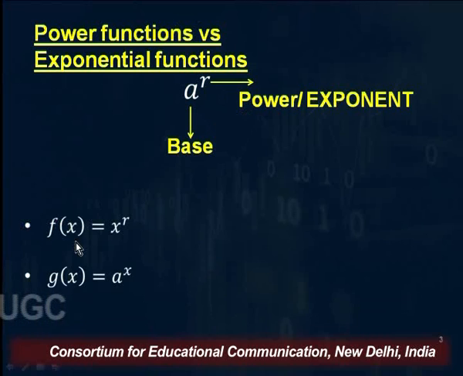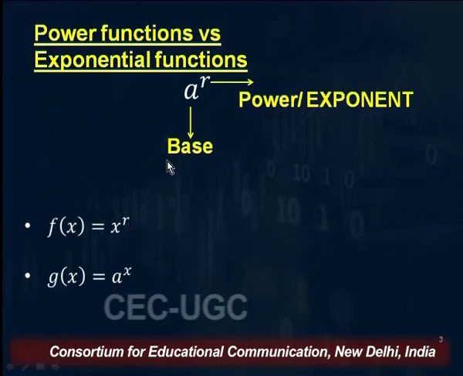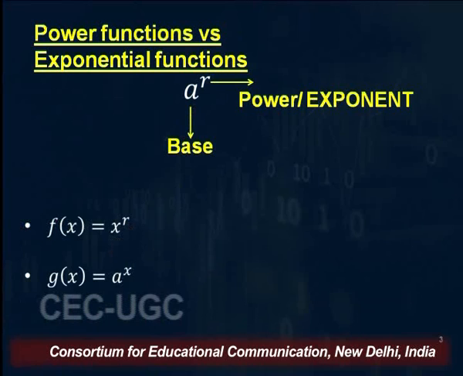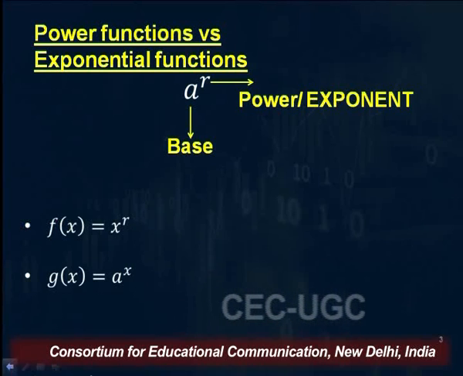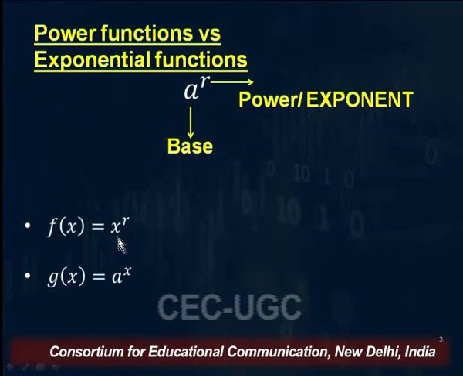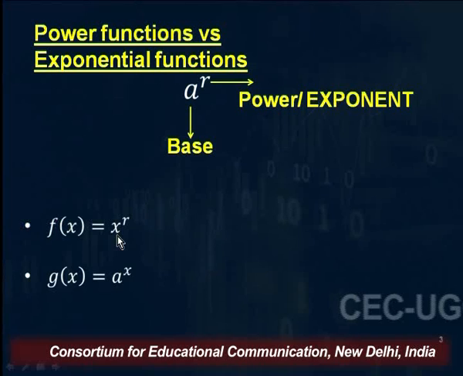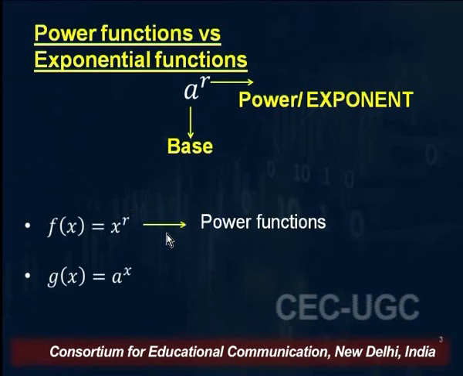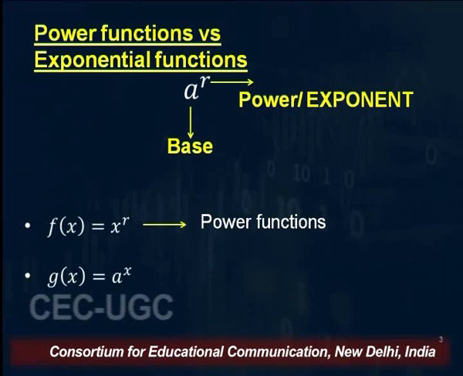Now, suppose I have a function of the form x to the power r, and now let's compare this with a to the power r. If we have a function f of x equal to x to the power r, then we see here that the independent variable x appears as a base, whereas it is the exponent which is a constant. So it is the base that varies, but the power is a constant r, right? So this is the case of a power function. This is the formula for a power function.